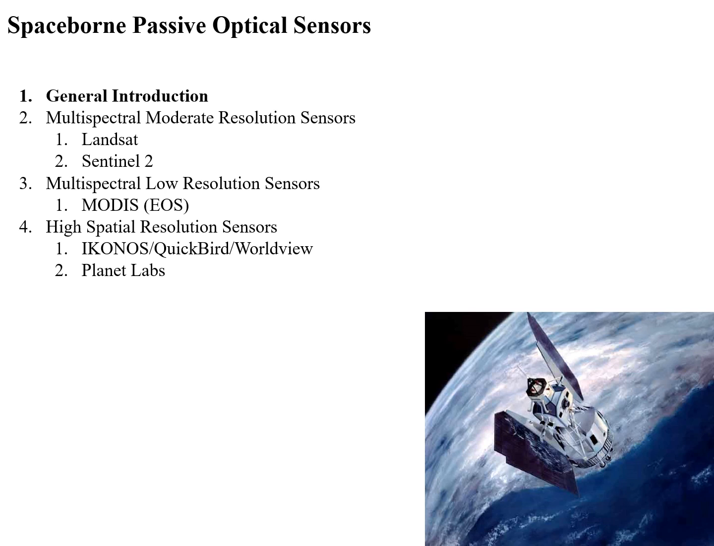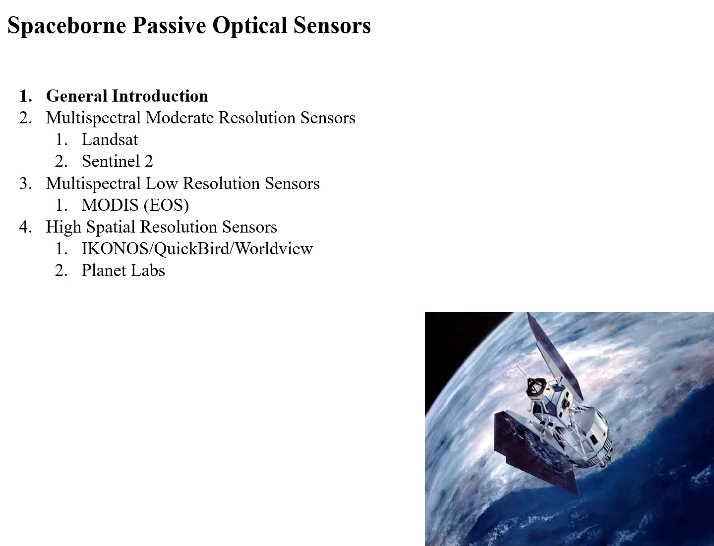Next in our series of lectures on remote sensing, we're going to start talking about various sensor options. So we're going to limit our discussion to passive optical sensors because that's what most people use. There are more sophisticated sensors out there, but they're really targeted toward much more narrowly defined applications.